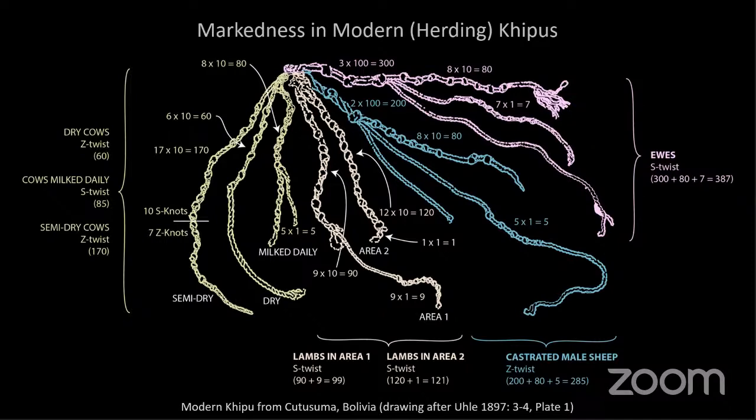Interestingly, the chord pertaining to semi-dry cows, cows that cannot be milked every day, has an S twist, which is the unmarked category, but it has 10 S knots here and 7 Z knots. Whereas the chord representing the milking cows, those that can be milked every day, has an S-twisted chord with all S knots. So they were marking a category that's in between dry and milk with a combination of knot twists, which I find very interesting.